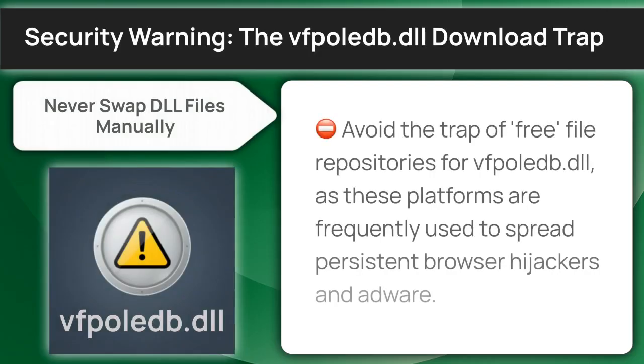Keep your personal information safe by avoiding third-party mirrors for Visual FoxPro OLE Database Library DLL, which lack the encryption and security of verified official updates.